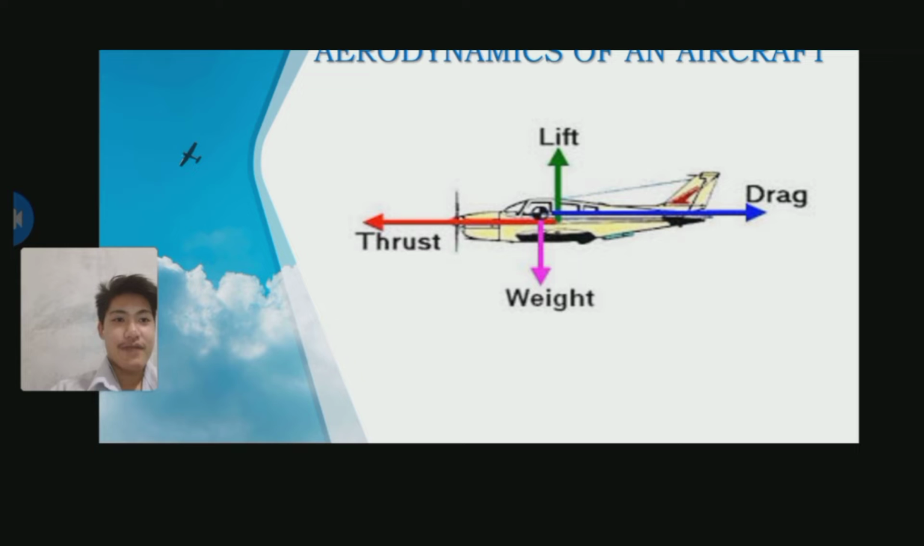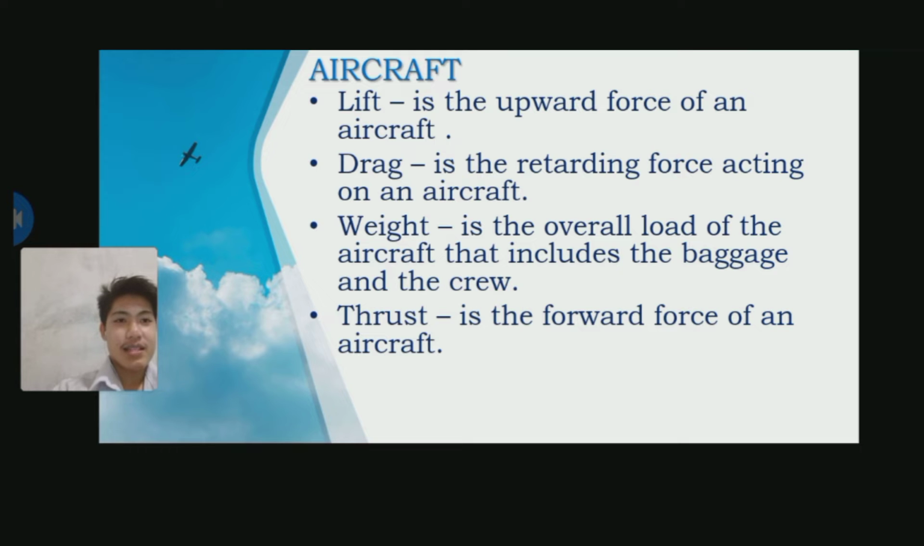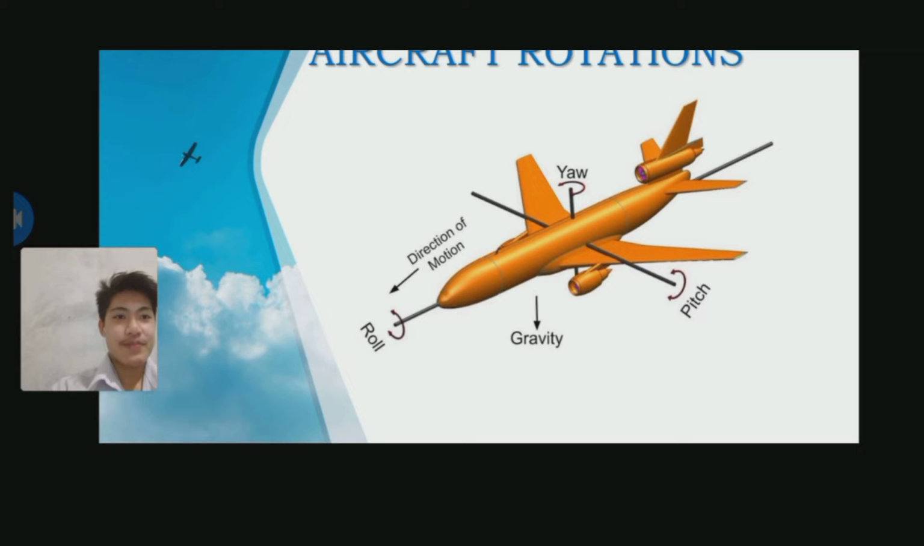Aerodynamics of an aircraft. As you can see, it contains thrust, weight, drag, and lift. Now let's go on to what they mean. Lift is the upward force of an aircraft. Drag is the retarding force acting on an aircraft. Weight is the overall load of the aircraft, which includes the baggage and the crew. And thrust is the forward force of an aircraft.